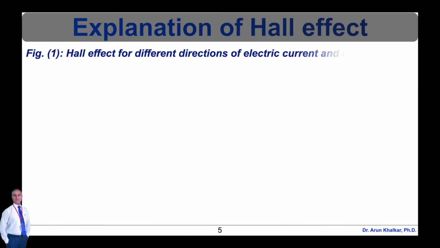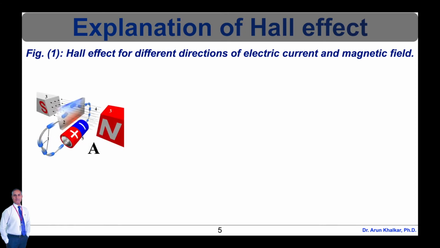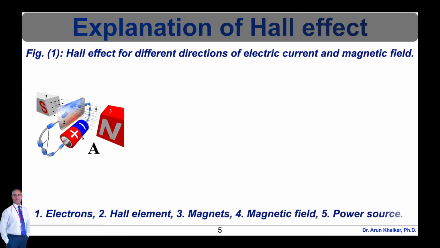Now let's see the explanation of the Hall effect, in which the Hall effect for different directions of electric current and magnetic field is shown in figure number 1. In this figure, number 1 stands for electrons, 2 is the Hall element, 3 is the magnet, 4 is the magnetic field, and the last symbol is a power source.